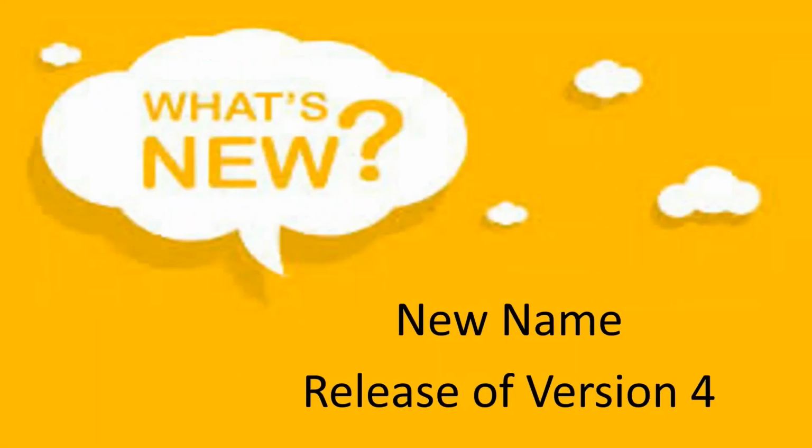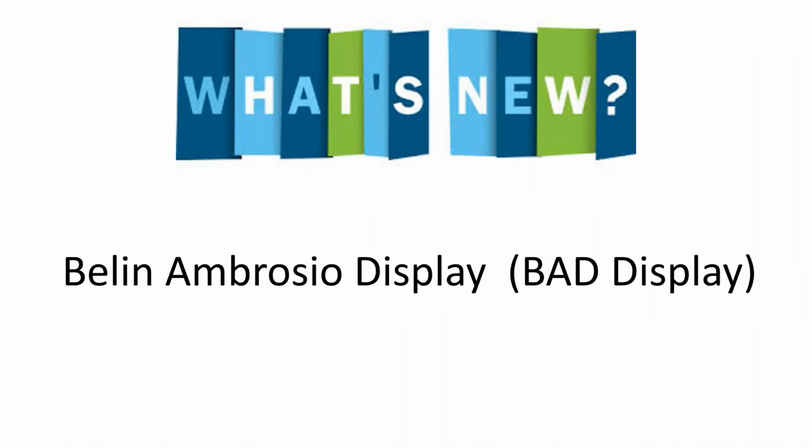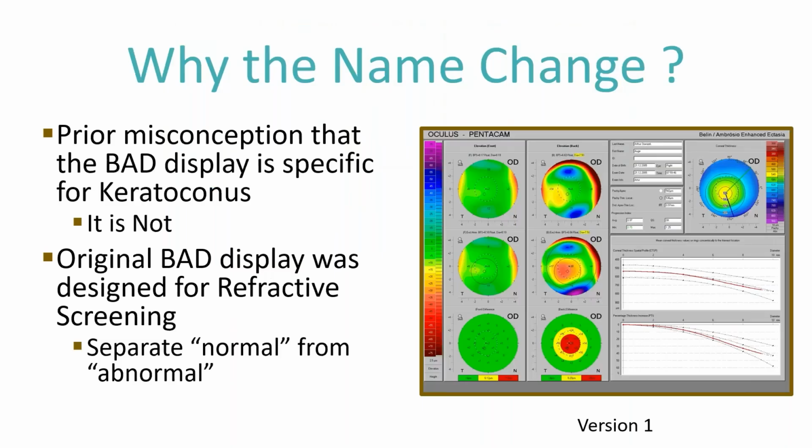So first, the BAD version 4 will actually have a new name. And why is that? It will be changed from the Belin Ambrosia Enhanced Ectasia display to just the Belin Ambrosia display, or the BAD display. Now, you may think that was done just to simplify it, but it was really done for another reason. And that is, there's a prior misconception that the BAD display in itself is specific for keratoconus, and it is not by itself specific for keratoconus.